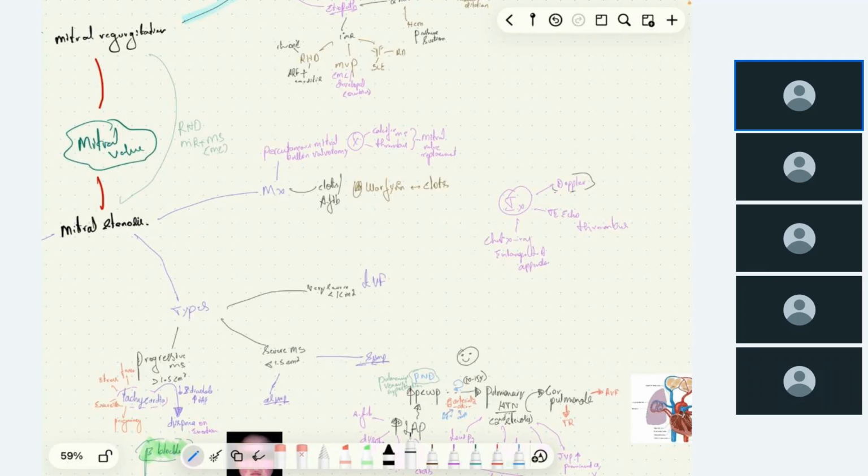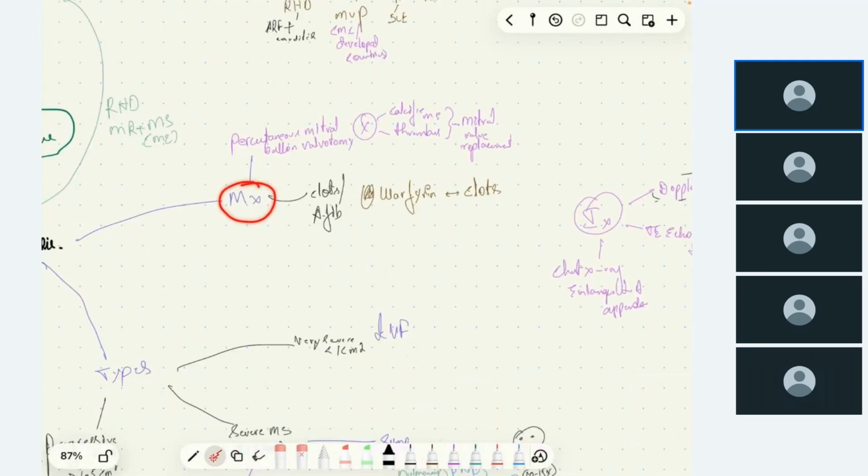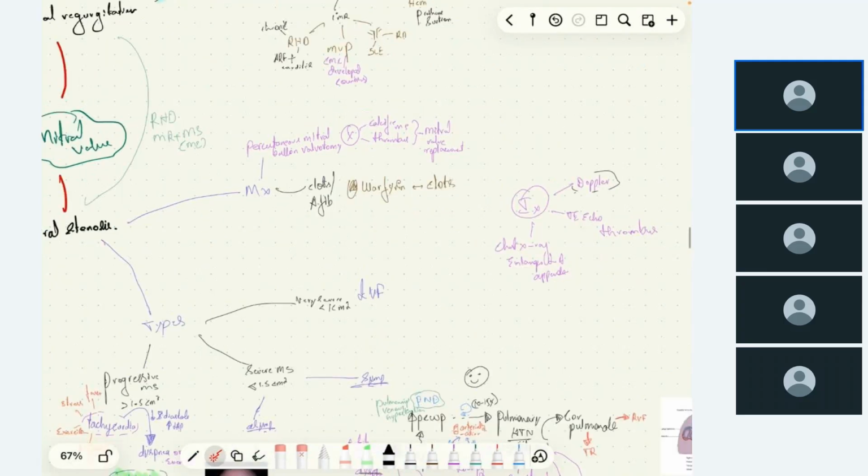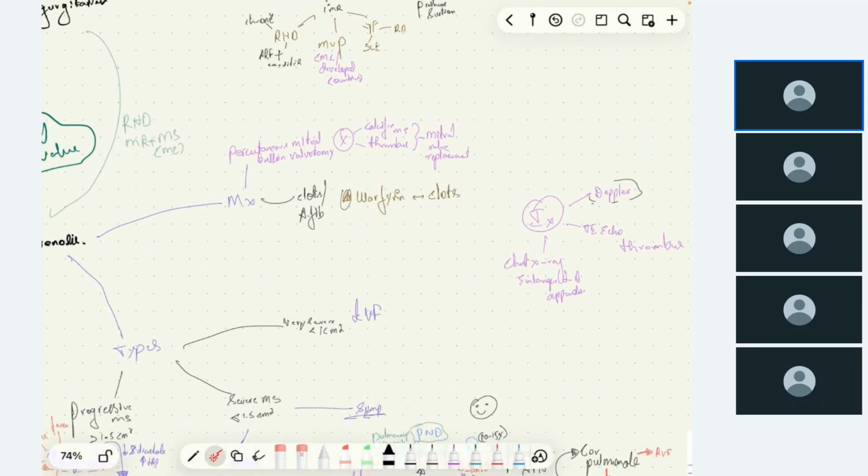What is the management of this condition, guys? Mitral stenosis. If the patient has clots or has atrial fibrillation, we should give warfarin to the patient because it may lead on to thromboembolism afterwards.